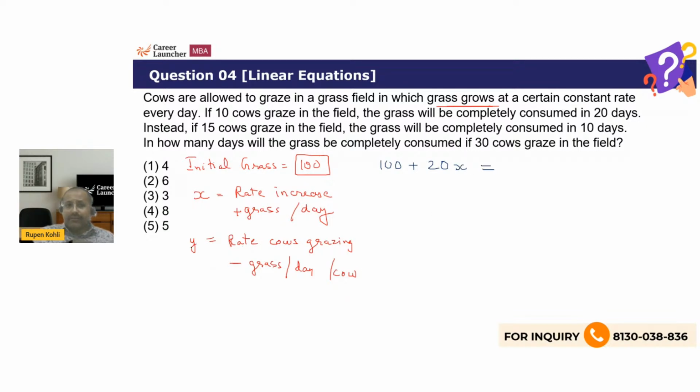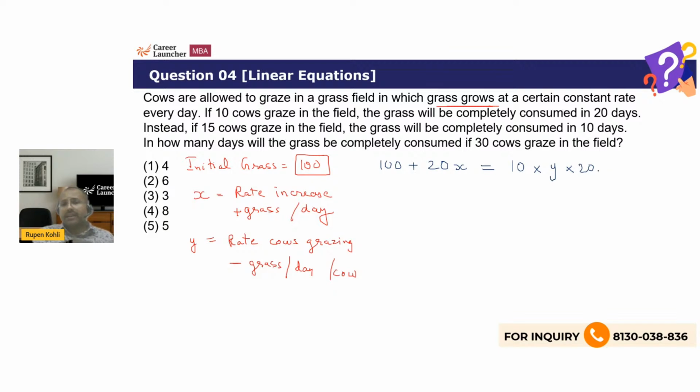Now this rate Y is per day per cow. So this Y needs to be multiplied with the number of days and the number of cows, right? So there are 10 cows. So 10 into Y, 10Y, is the amount of grass being consumed per day, and then in 20 days, 20 times of that will be consumed. So this is the equation we have.